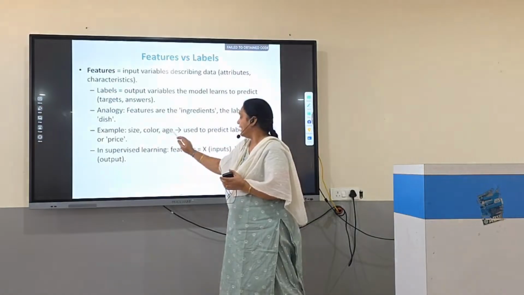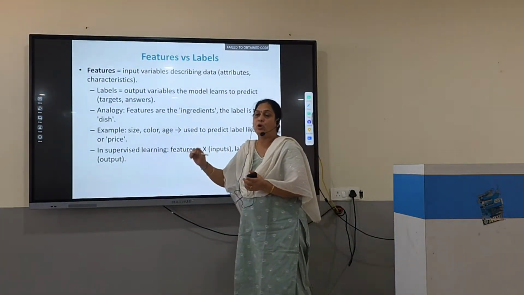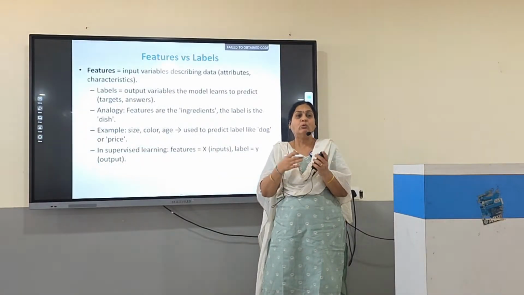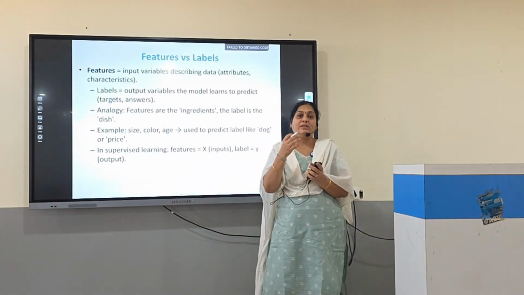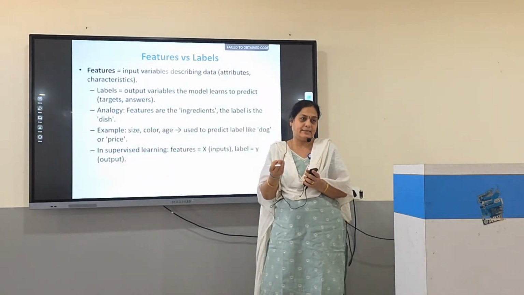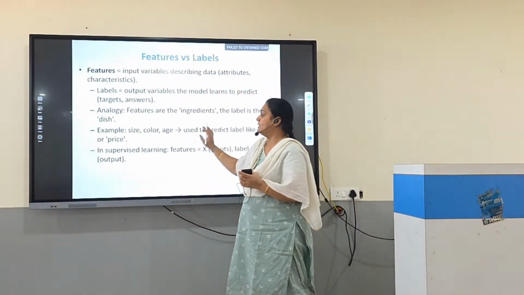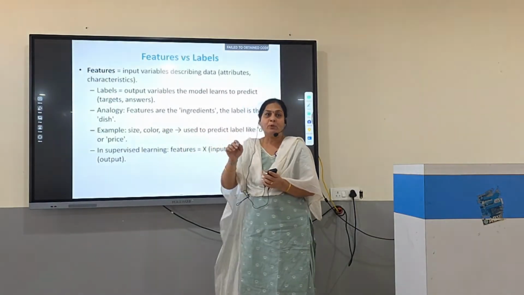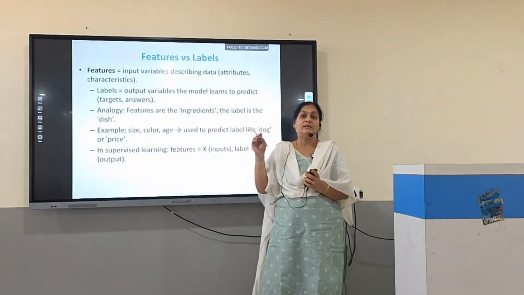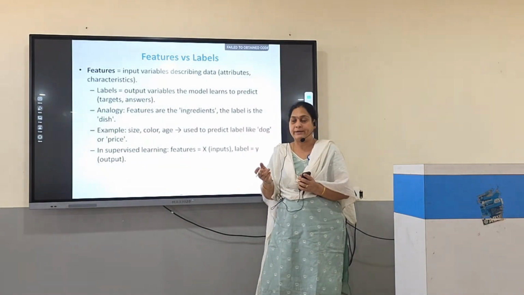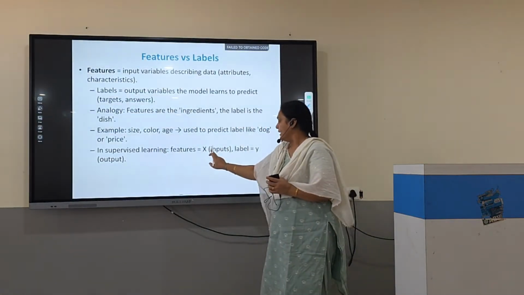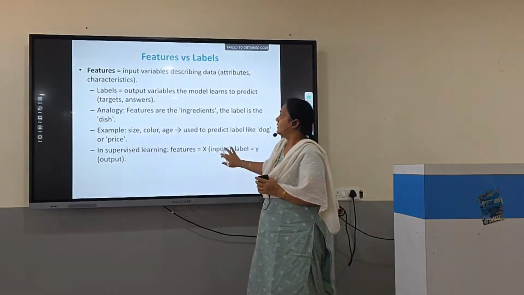For example, size, color, age are used to predict a label like dog or price. If you are given an image data set and you want to predict which picture it is, whether it is a picture of some animal, which animal it is, then the input is the pictures of the various animals, and your output is the name of the animal that you are going to predict. So in supervised learning, features are the inputs and the label is your output, right?